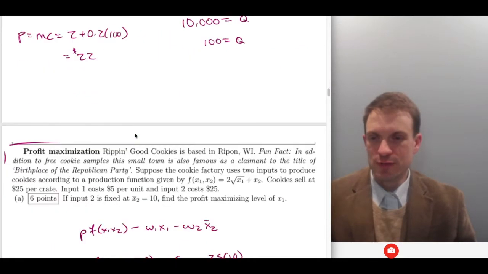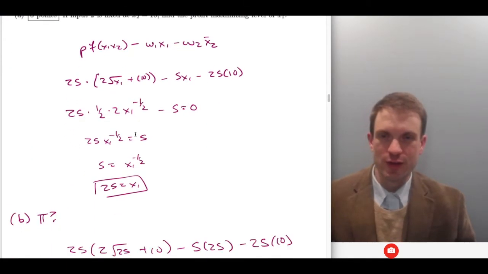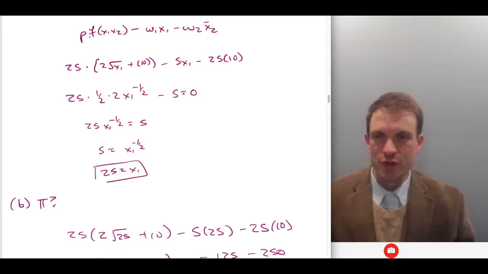I believe I did write this out here. All right, so here's my profit function. P times f of x1, x2 minus omega 1 x1 minus omega 2 x2 bar. The output price was 25. My production technology was 2 square root of x1 plus 10. Minus my input price for factor 1, which is 5. The input price for factor 2 was 25, fixed at 10 units.